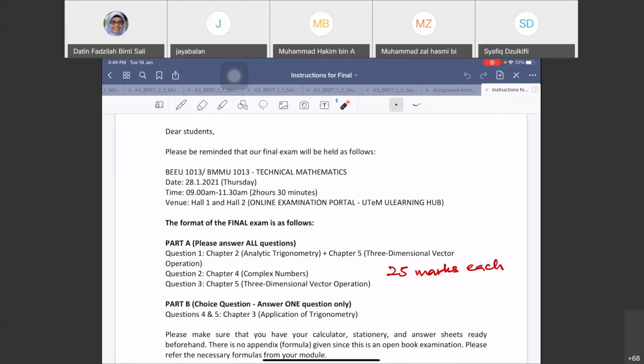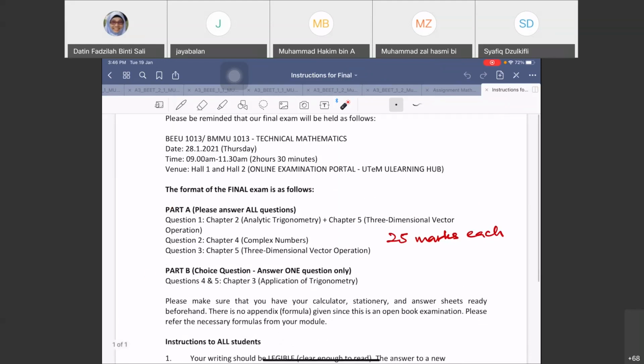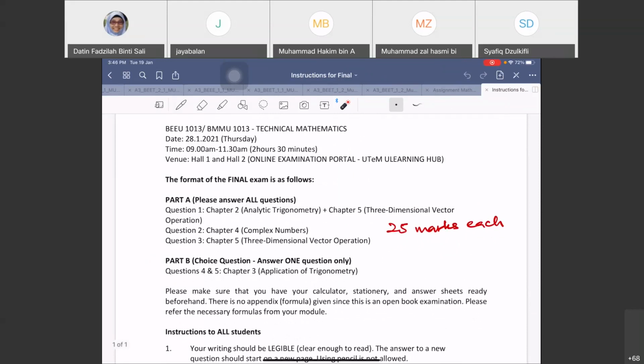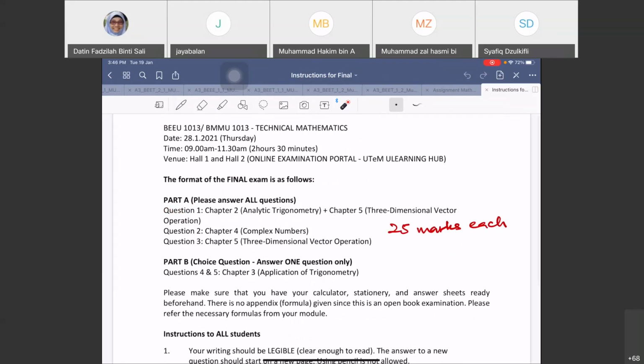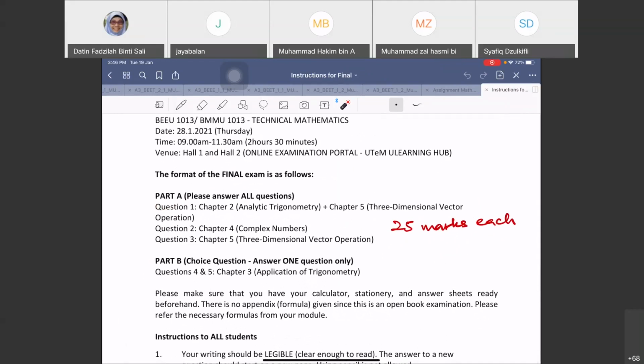Okay, this is the format of our final exam. Listen carefully, look at this carefully. You will have two parts, part A and part B. Part A is the compulsory question section, answer all. You'll be given 3 questions for part A.